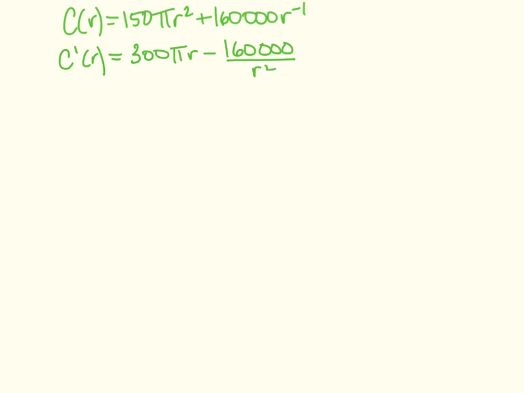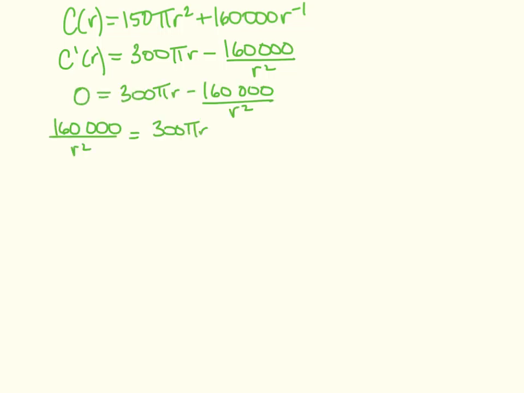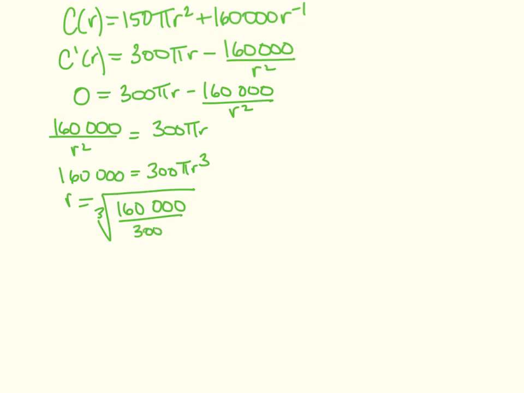And so set this to 0. We can just rearrange the equation by bringing it to the other side. Now cross multiply, and now just solve for r. And r is going to be the cube root of 160,000 divided by 300 pi, which is just 5.54.